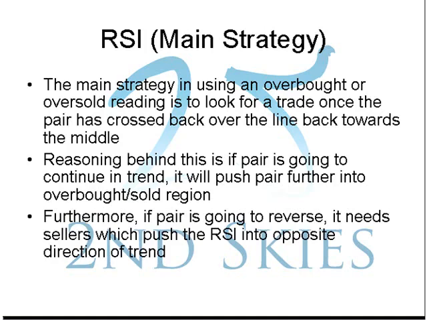So for example, if a pair has been climbing for quite a long period of time and has hit an overbought level, we don't want to sell short immediately at that point, because the pair to get there has to have had a lot of buying pressure or strength to push it to those high levels. We want to wait for the time when it crosses back down towards the middle of the chart. This tells us that the sellers in this case have now taken control. They were able to change the reading in the RSI, and they are likely going to change the direction in the chart based on the measurement of the RSI.